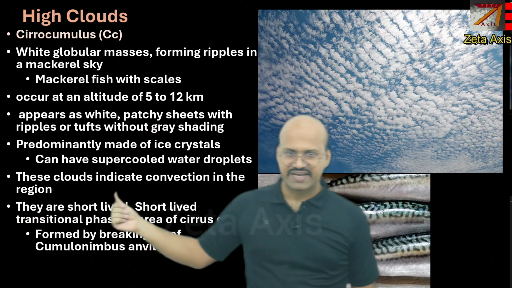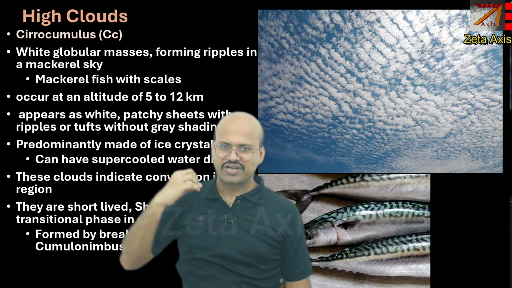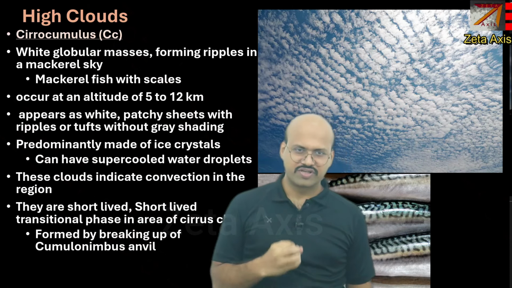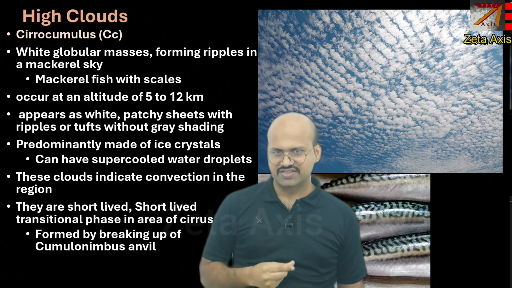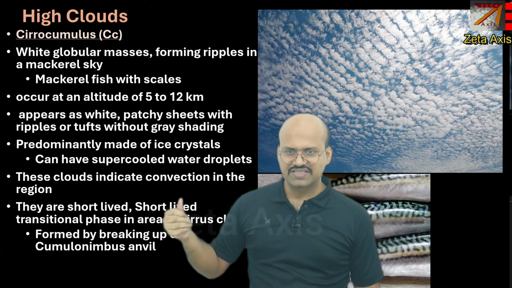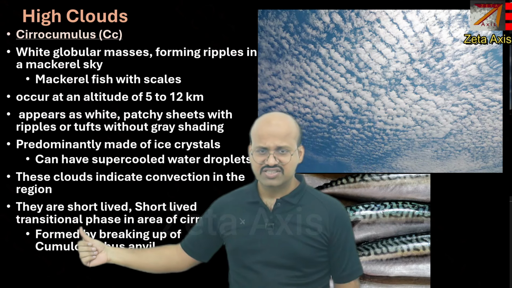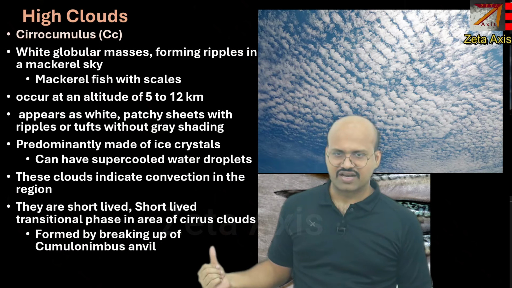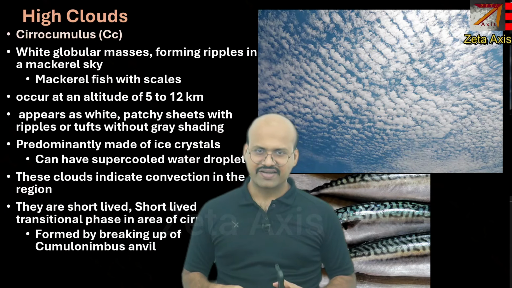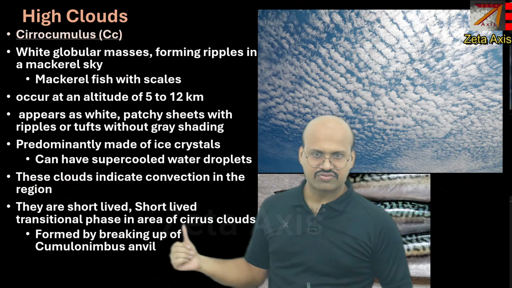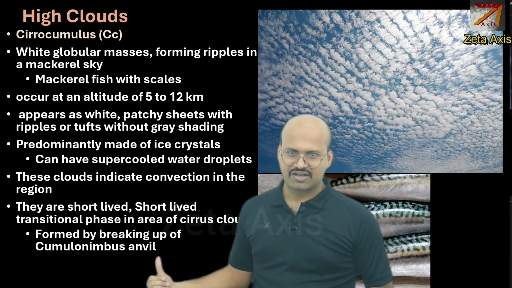These clouds indicate convection in the region. We have discussed that cumulus clouds are mainly formed due to convection. So whenever you have cumulus clouds, you can understand that they are formed because of convection in this region. They are a short-lived transitional phase in areas of cirrus clouds. They may indicate that cirrus clouds were there, formed by the breaking up of a cumulonimbus cloud's anvil.